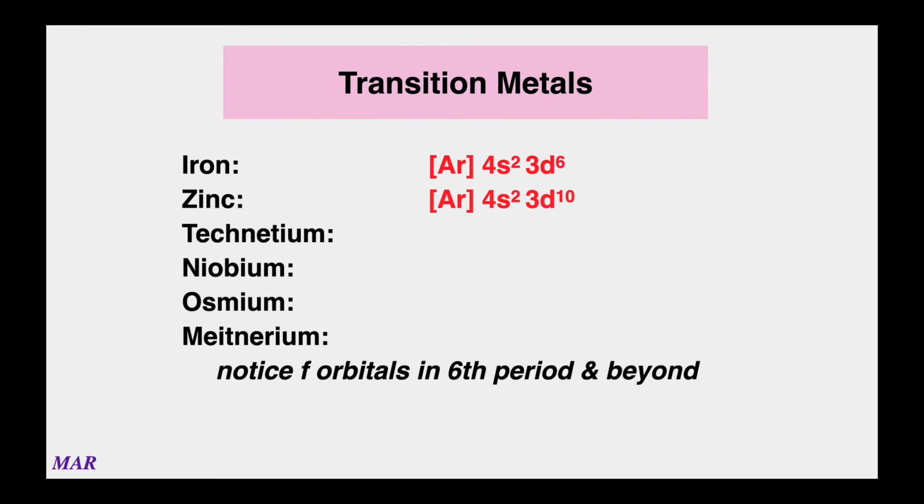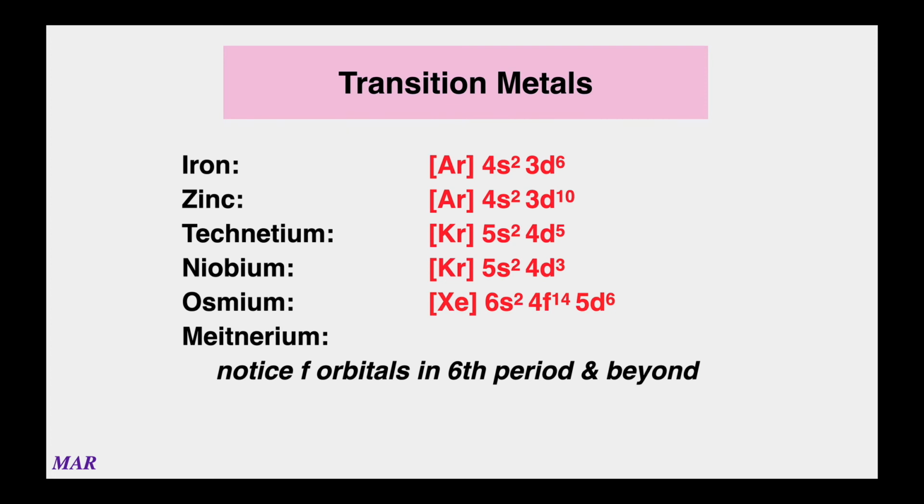Technetium is on the next row down, so it's going to have a different noble gas notation. It's going to be krypton, 5s2, and n-1 would be 4d, 4d5. And then niobium, Nb, if you keep going down, that's also a krypton, 5s2, 4d3. Osmium is on the next line down, so that's going to have a different noble gas. That's going to be xenon. Xenon, 6s2. Notice the 4f14. 4f always comes before the 5ds, at least for us right now. So 4f14 and then 5d6.